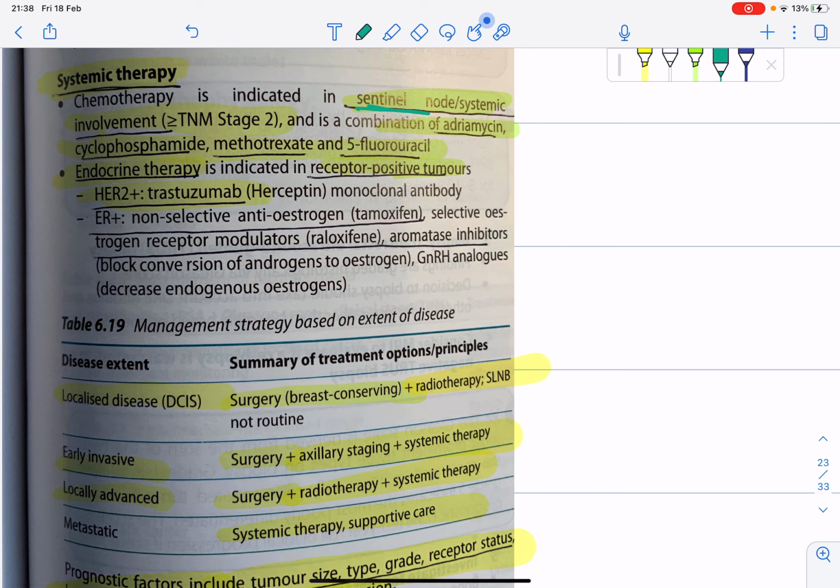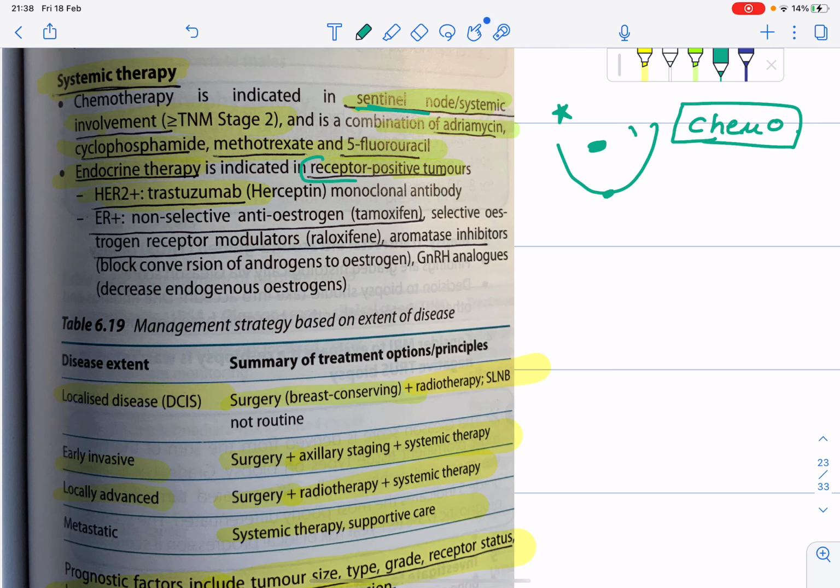So if this is the breast and here was the mass and this lymph node is involved, you want to go on and give that patient chemo because you don't want it to spread. You can use adriamycin, cyclophosphamide, methotrexate, and 5-fluorouracil. And finally, endocrine therapy, which is hormonal therapy, can be used in patients with receptor-positive tumors.